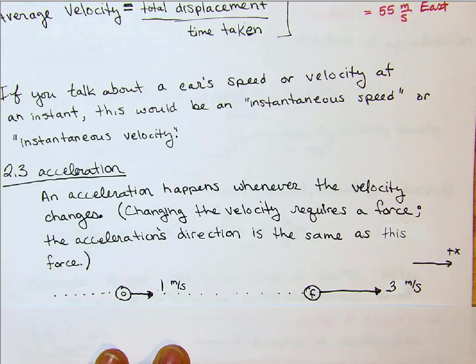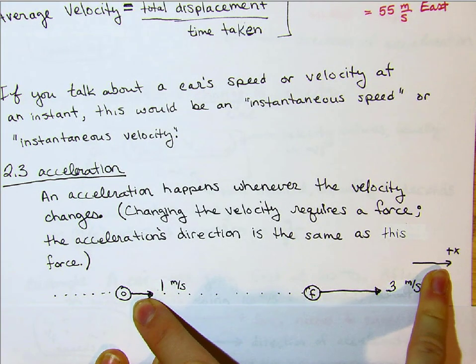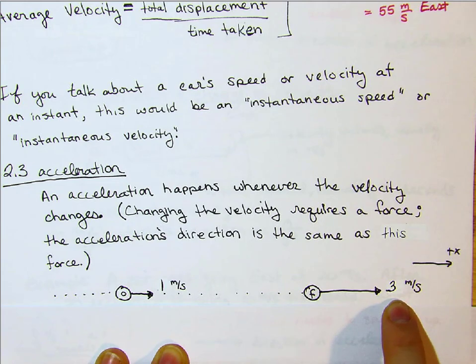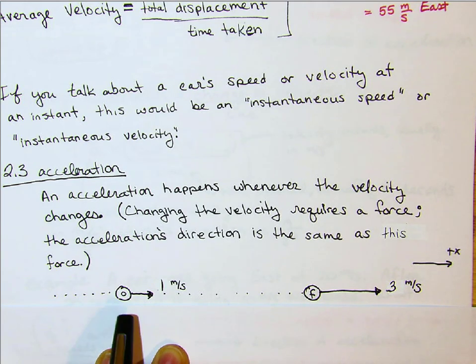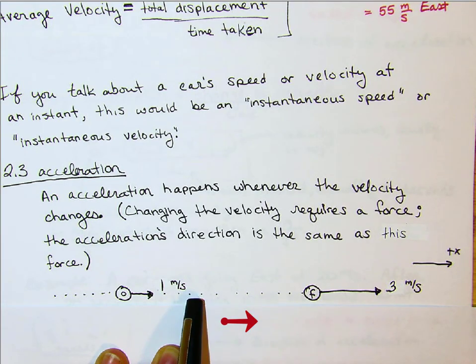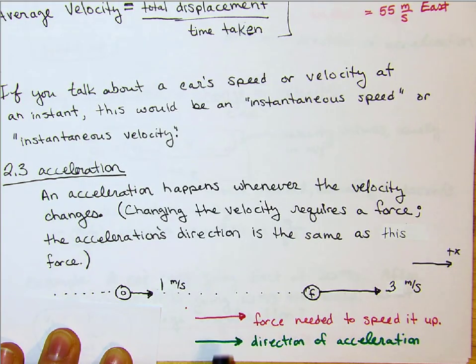So let's imagine maybe a cart on a track, and this can be its original position with its original velocity, 1 meter per second to the right, or you could have also said in the positive x direction. And then sometime later, finally, it's over here now, and it's moving faster at 3 meters per second to the right. So if a cart was just on a flat track and it was slower and then faster, doesn't it seem like somebody's hand had to push on it in this direction to get it to go faster? So the force needed to speed it up would be to the right. And if the force needed to speed it up is to the right, then the direction of the acceleration must be to the right.